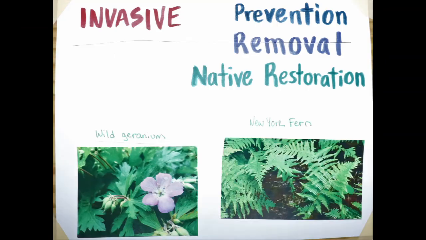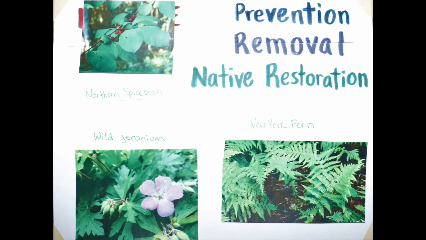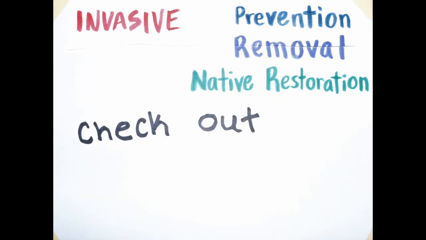And plant native plants. Making a native pollinator garden helps attract native bees and butterflies. Try planting native bushes for migratory birds. And don't forget to tell your friends what you've learned about invasive species.